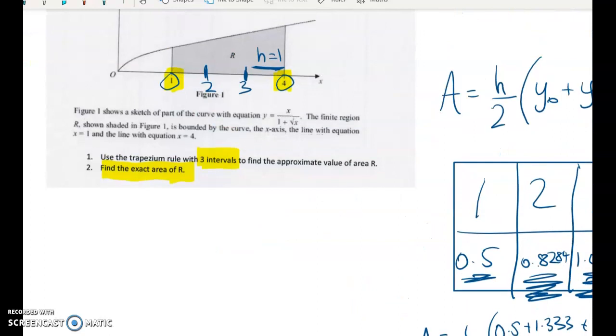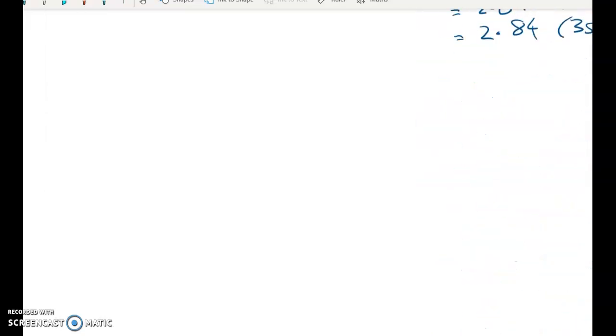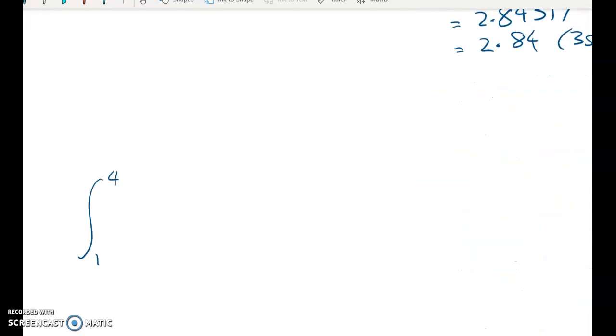And now for this next bit, we have to find the exact area of R. Now, if you look at it, it looks like it's going to be substitution, and it is substitution, but it's still a bit tricky even after the substitution. So let's see what we're starting with. We've got the integral from 1 to 4 of x over 1 plus root x dx.